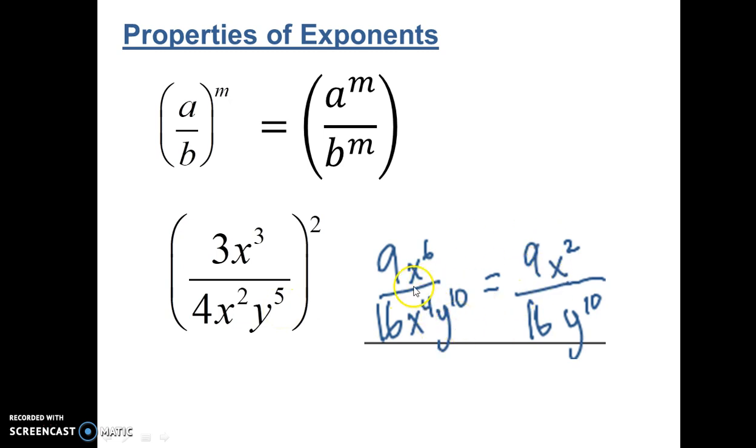That can be reduced. Notice we have 6 x's on top, 4 x's on the bottom. There's 2 extra x's on the top, so x squared. After you cancel those, we have an x squared on top. There's the full reduced form.